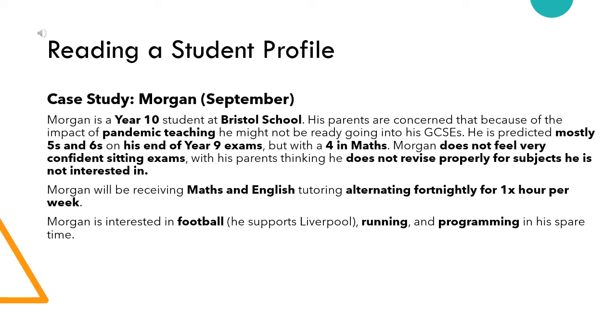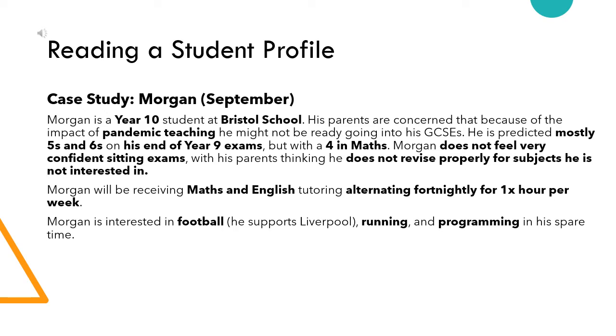Then we can see he's going to be receiving maths and English tutoring. So obviously, if you're doing this, hopefully you're focusing more on the English side or maybe both, but it's alternating fortnightly for 1 hour per week. So it's important to note on that front, the structure might change. Maths and English every other week is not a lot. That means you're going to be covering 2 sessions on each per month. Or if you were just doing English, you'd just be doing 2 sessions a month of English.